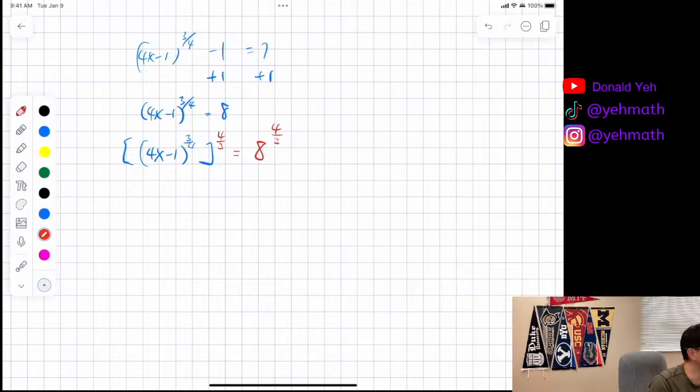If you do something to one side, you have to do something to the other side. So before, x minus 1 is equal to 8 to the 4/3. Now you have to understand that a to the m over n equals the nth root of a to the m.